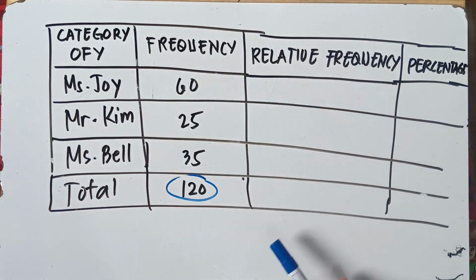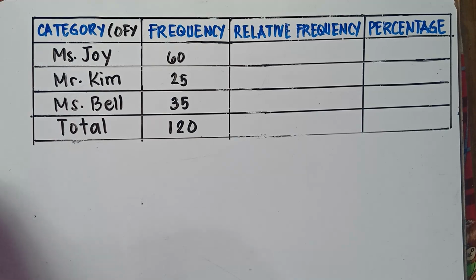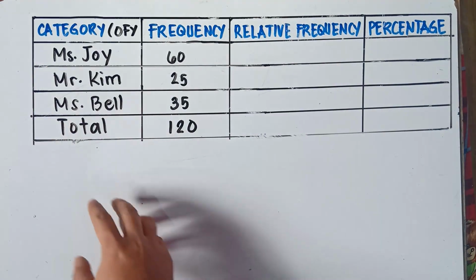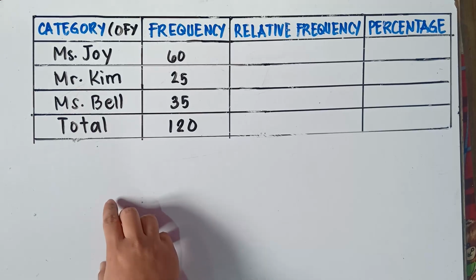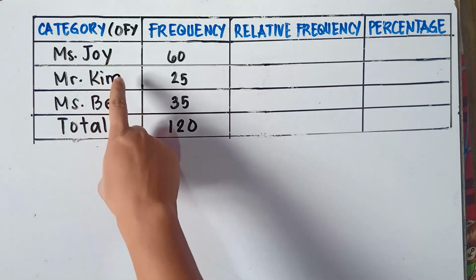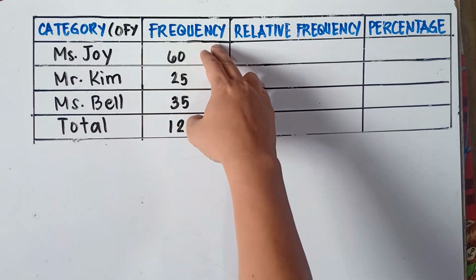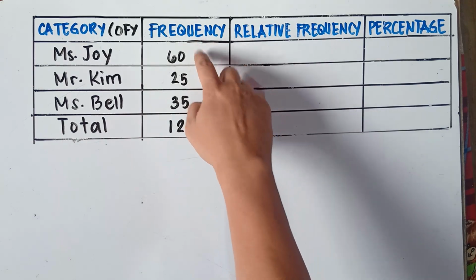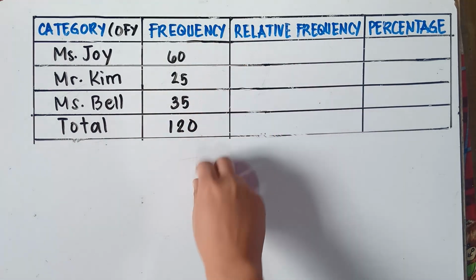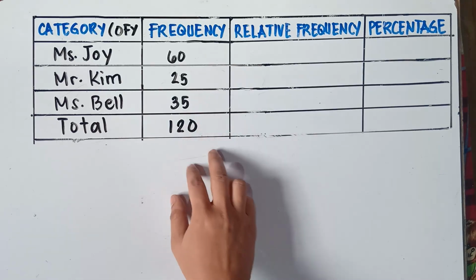Alright, so let's complete this table for us to answer letter B. Let me draw the table again, class, using a ruler. Alright, we're done with our table. Once again, our first column is the category, and we are selecting Outstanding Faculty of the Year. We have our representatives: Miss Joy, Mr. Kim, Miss Bell, and the last row is the total. The second column is frequency. For Miss Joy, the frequency is 60, Mr. Kim is 25, and Miss Bell is 35. The total number of frequency is 120.